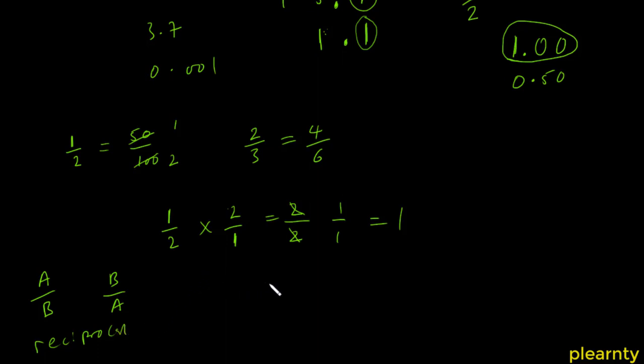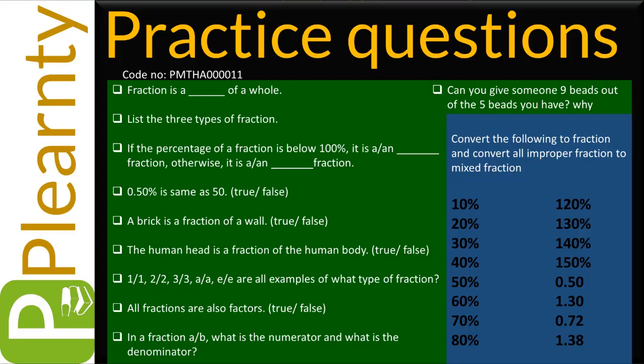But when you have A over B and you have 2A over 2B, they are what? Equivalent. Because 2 can divide 2 and you are still left with A over B. Practice these questions, they will help you a lot.